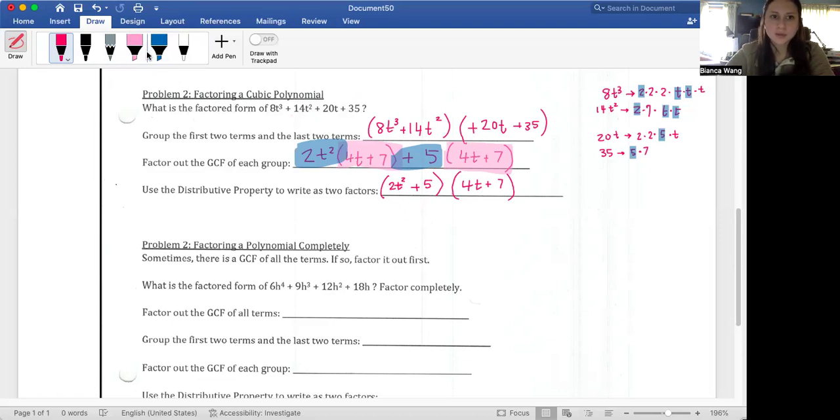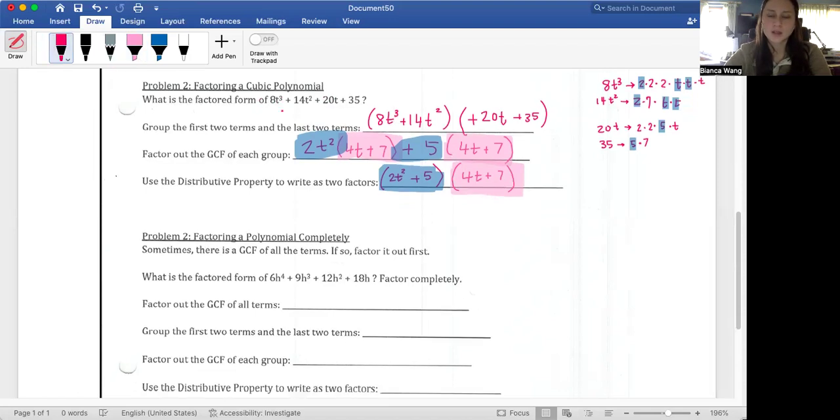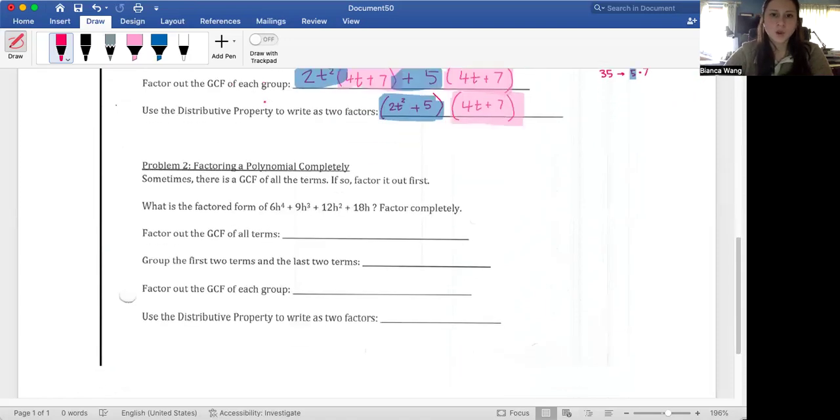So you see how the blue I brought together and wrote it as 2t squared plus 5. And the pink was what was in common. So that is all being multiplied, right? It's a common multiple, I guess, of both terms there. So I brought that down. And if you FOIL this out, you will get the polynomial that's above. So let's try this out.